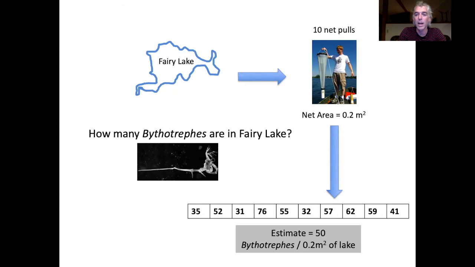We can use that sample to then generate an estimate, in this case, of the abundance of Bythotrephes within the lake. The average of these 10 values is 50 Bythotrephes per 0.2 meters squared of the lake. And that represents an estimate of the abundance of Bythotrephes in Fairy Lake.